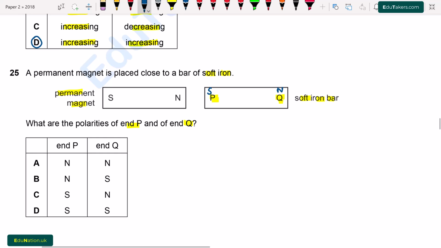Now we see the options, P and Q. Option A, north and north. So this is incorrect. B, north and south. This is also incorrect because the end P is basically south. Option C, south and north. This option is correct.